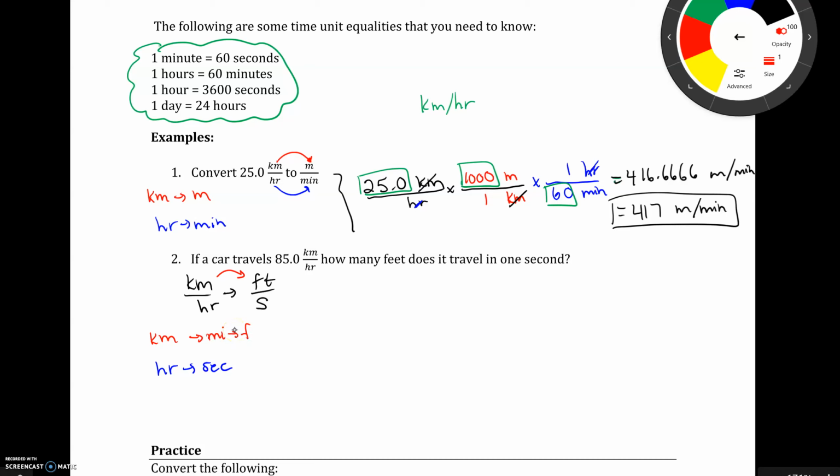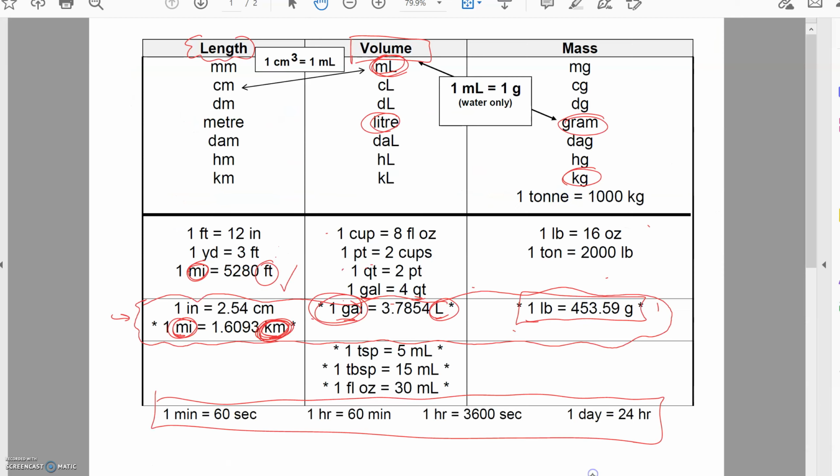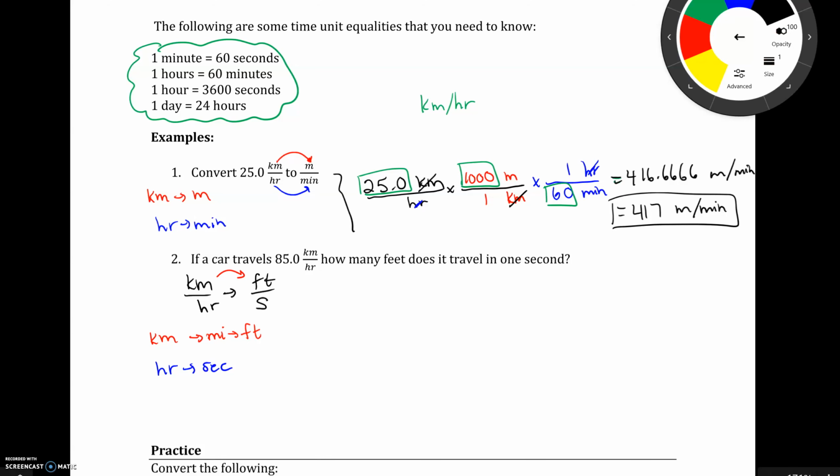And miles to feet. Okay, and then for hours to seconds, sure, we can go directly from hours to seconds. We know 1 hour is 3,600 seconds. So let's set up our problem.